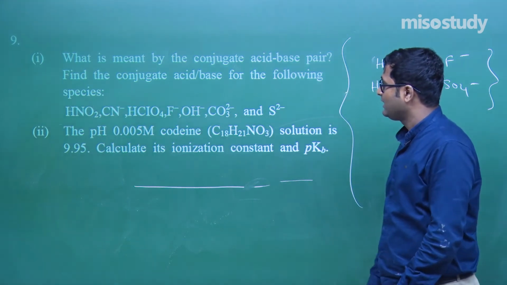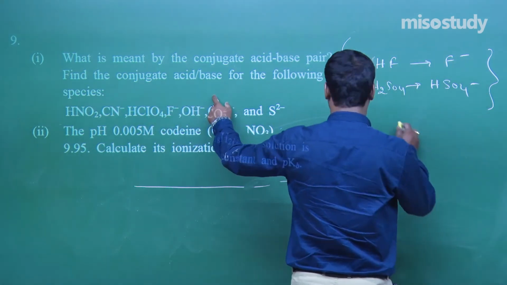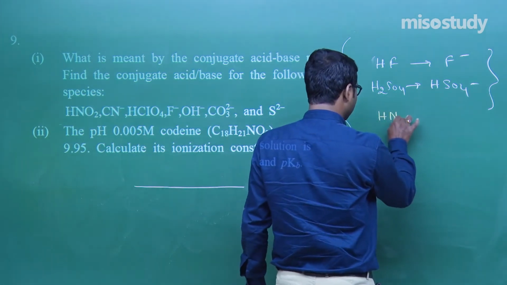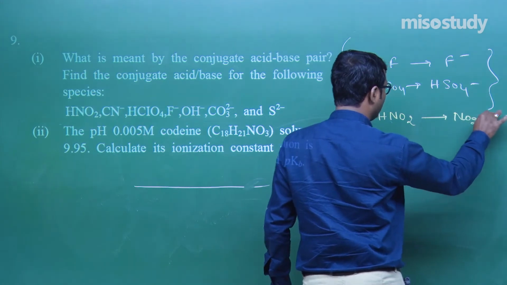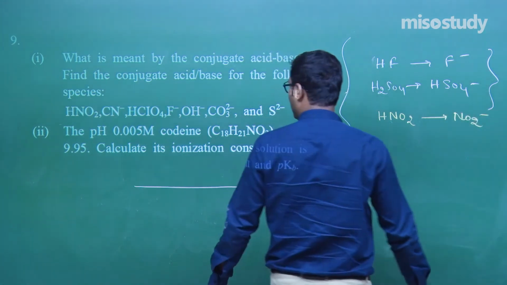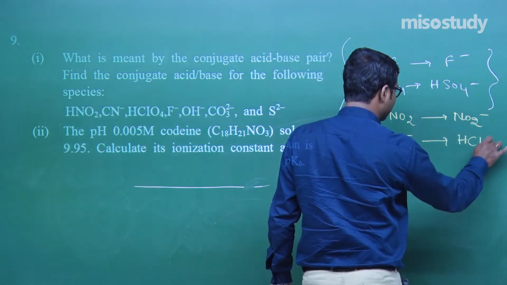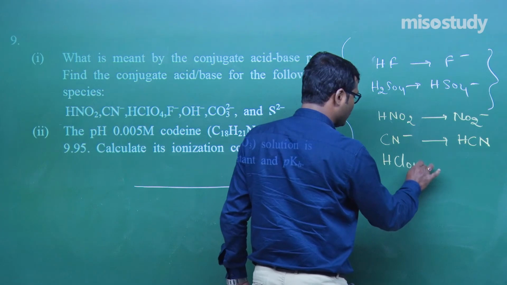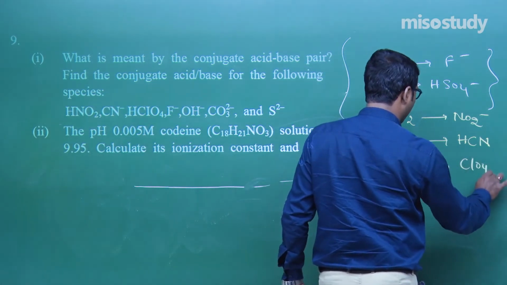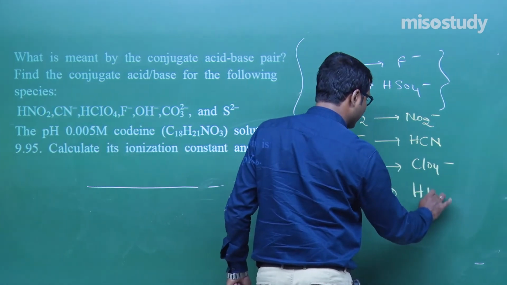So what is given here? What is the conjugate acid or base for the following? If I write here HNO2, the conjugate base is NO2 minus, my friend. Now if I write here CN minus, what is the conjugate acid? HCN. And HClO4, what is the conjugate base, my friend? ClO4 minus. What is F minus? The conjugate acid is HF.